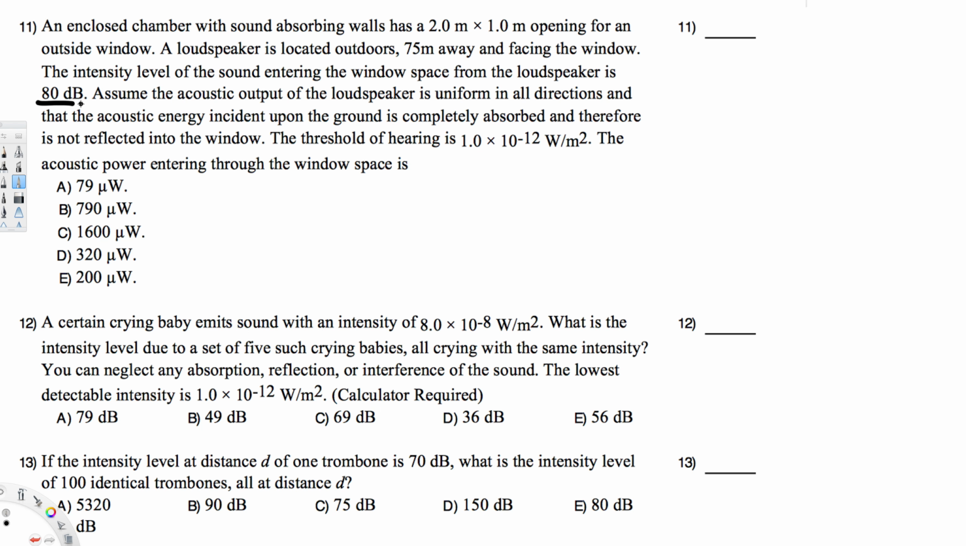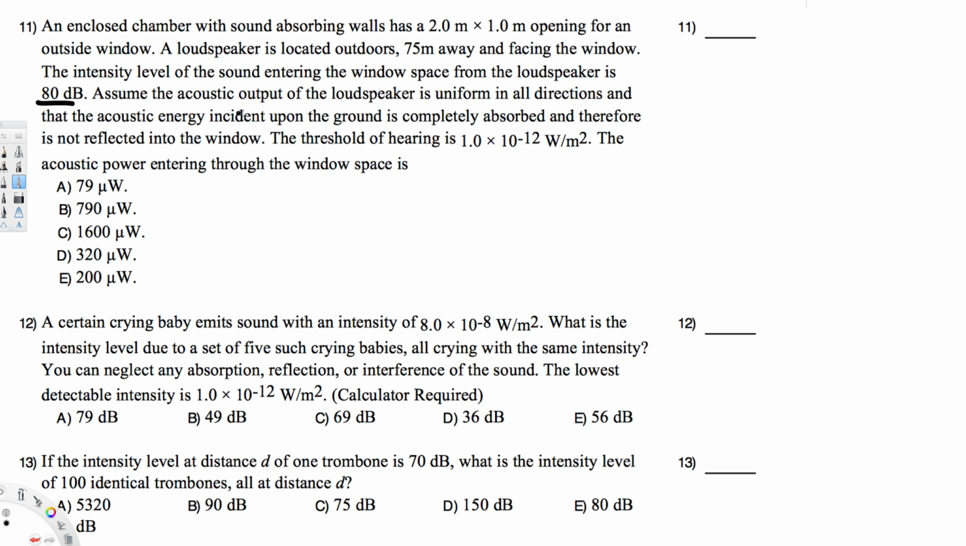So they already gave the intensity that's entering the window, so we don't have to use 4 pi r square. 4 pi r square is basically when we have this intensity from a distance, then we have to use 4 pi r square to calculate which intensity is reaching. Here they already gave the intensity entering the window in decibels, so we don't have to use 4 pi r square. So this information is not necessary.